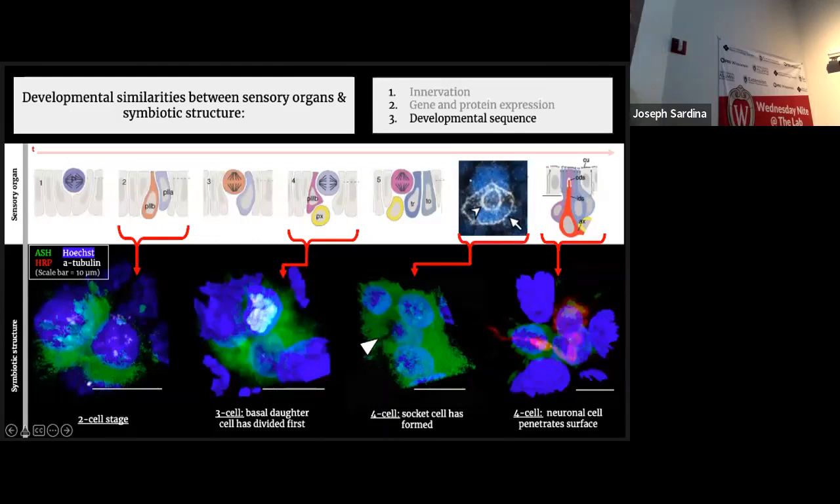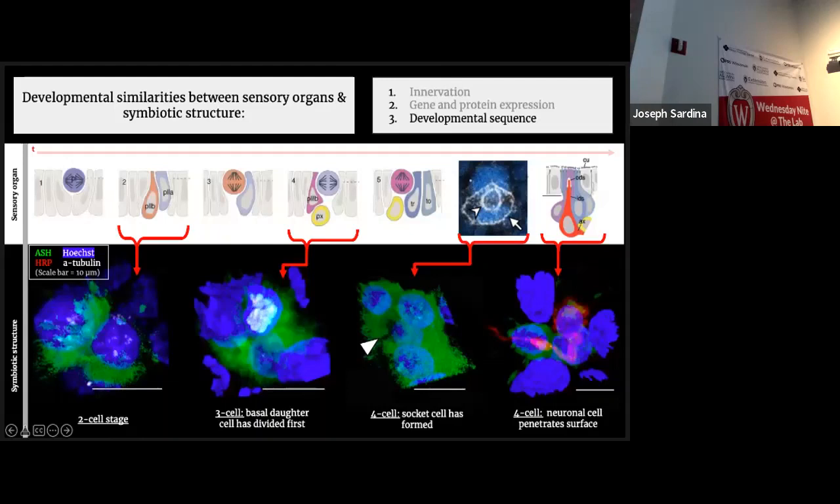This first step is a 2-cell stage. It's not too exciting in itself, but I'm showing it to show that this Achaete-scute homolog is present very early in development. It serves as a nice marker when I look at an early stage pupa to see where each of these symbiotic structures is developing. The HRP stain, which I use to stain the neurons, is also a good marker, but it doesn't differentiate until a later stage. So this Achaete-scute homolog serves as a nice marker early on in development.